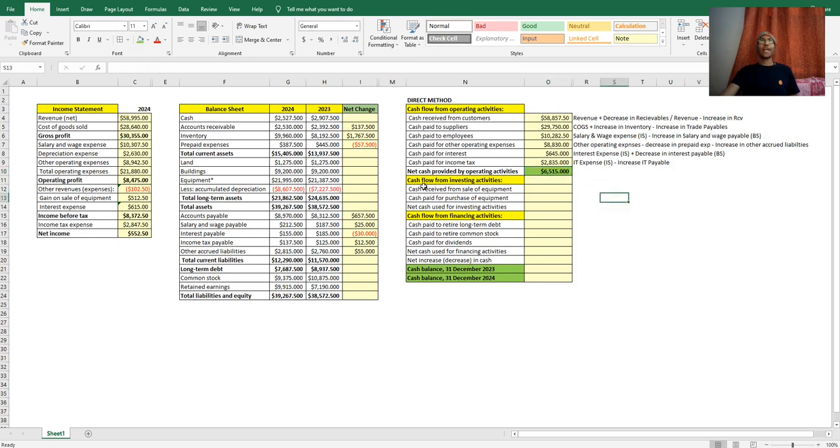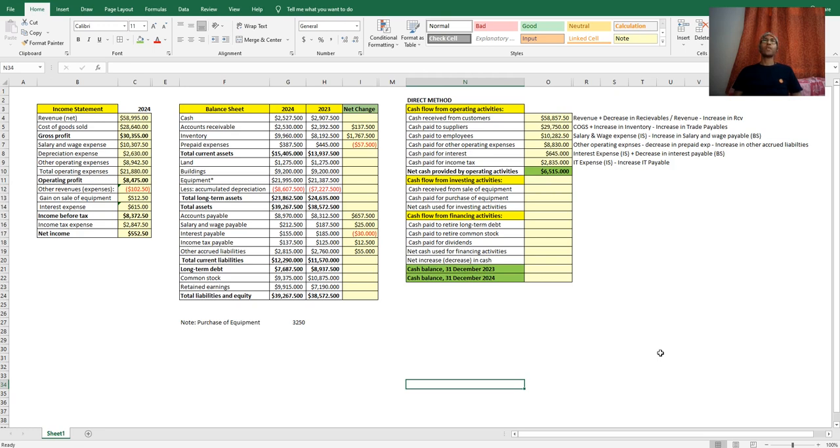Now we get into cash flow from investing activities. So this is basically divided into two parts: cash received from sale of equipment, cash paid for purchase of equipment. Now how do we measure both? Firstly, we find the historical cost of the equipment. Then we find the selling price of the equipment, and we also adjust it for the depreciation.